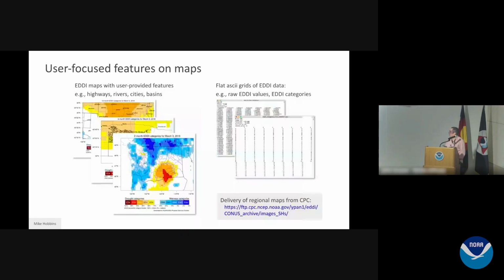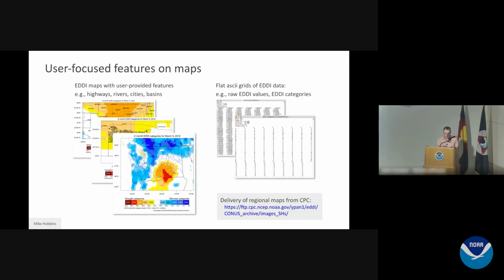Okay, so the products we produce at PSL look across an array of products. We have EDDI maps that have been specifically asked for by specific users, and they may want highways, regions, watersheds, what have you, on their maps. So this is just an array of different maps and regions that we produce. And we also have the raw data files, in the raw data or in the categorized data.